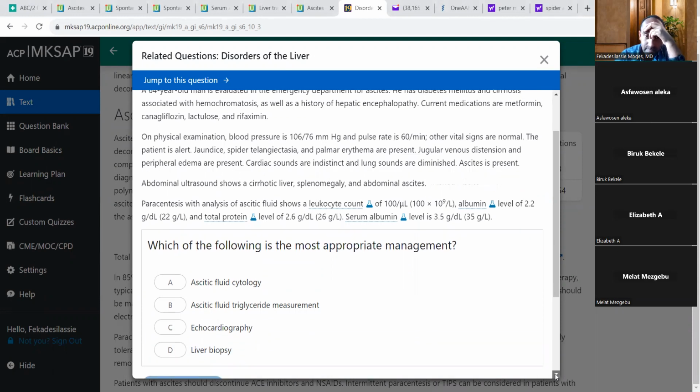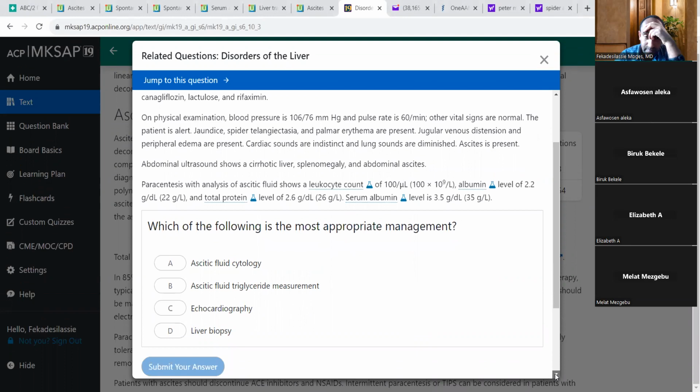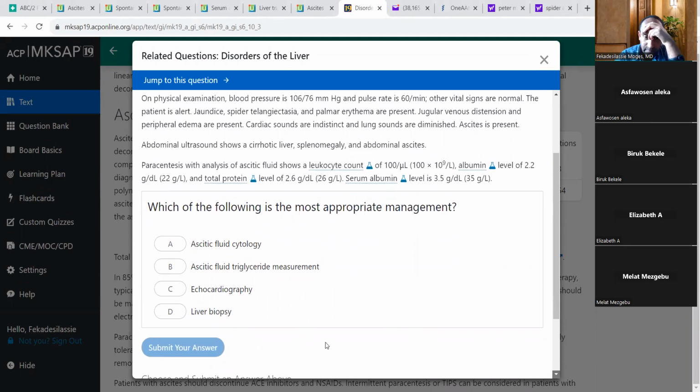Maybe hemochromatosis. I guess liver biopsy is definitive to know. Yeah, definitive diagnosis, I guess. I'd go with liver biopsy.